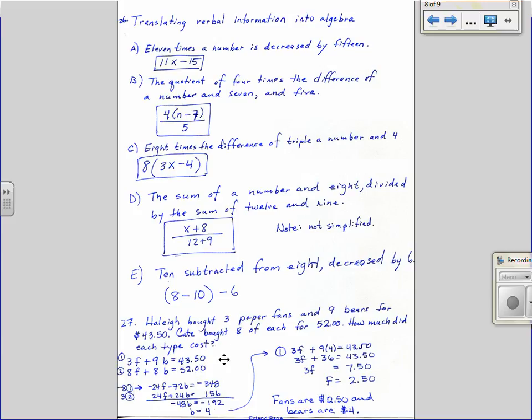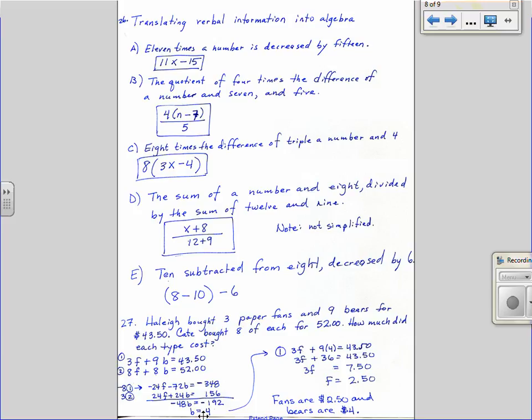So these are total it up equations. So 3 times F, and F is the number of paper fans, plus 9 times B, and 9 is the number of bears, is $43.50. And then 8 of each, those amounts would sum up to $52. So I'm thinking here that I'm going to do an elimination. So I'm multiplying the first one by a -8 all the way across, all 3. And then the next one, I'm going to multiply equation 2 by 3. When I do that, I get a 24 and a -24 in front of the F. So those will eliminate when I add the 2 equations.